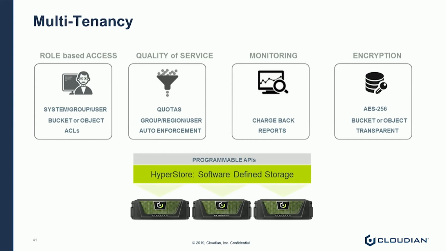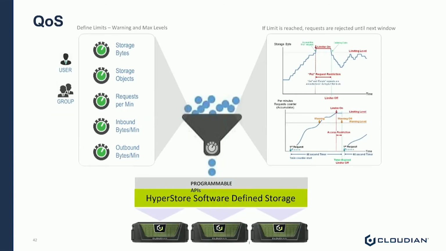So those limits are really around capacity and throughput and number of requests, as well as chargeback reporting. So you can actually build out your own Amazon-like rating plans and then charge back based on the type of protection scheme that you're using. So really these features combined, as well as our per bucket protection schemes, make us an ideal choice for service providers. And this slide here really just shows some of those quality of service controls that I mentioned previously.